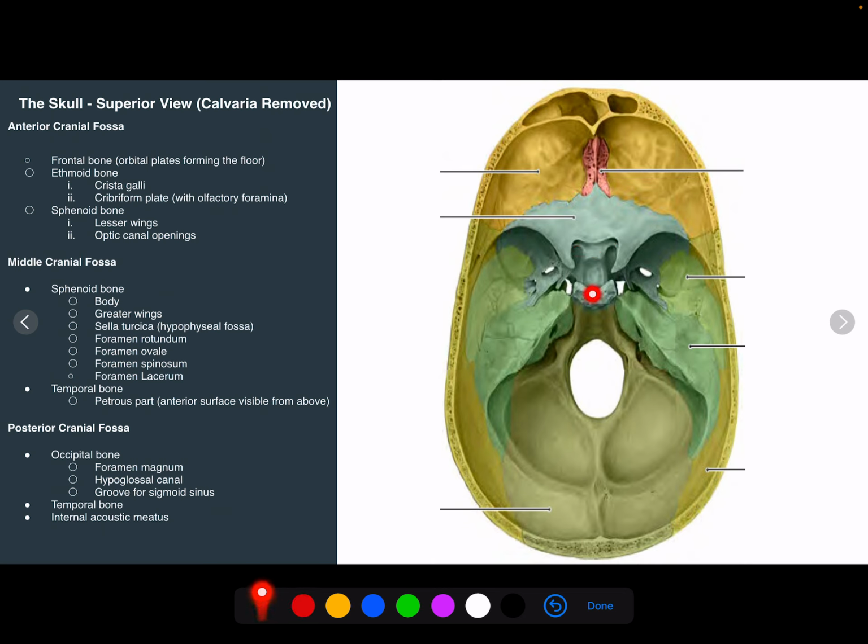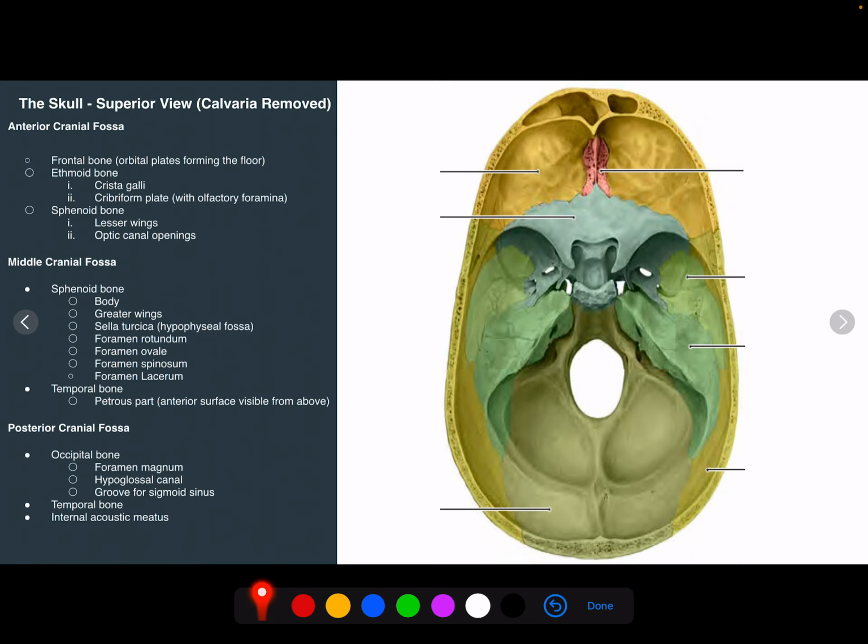The rest of the body of the sphenoid bone. We have our greater wings down here. So lesser wing up here, greater wing down here. We can see that from a lateral view of the skull. We'll talk about that a little later. We have our sella turcica, which is this area right here. We also call this the hypophyseal fossa because it houses the pituitary gland.